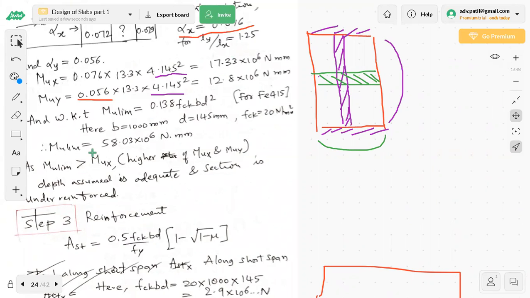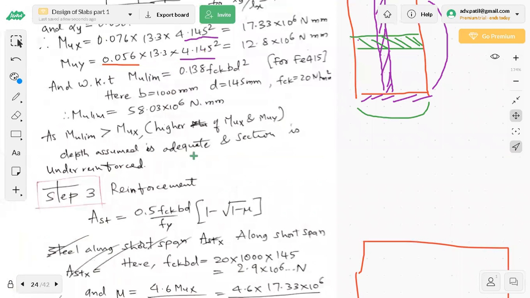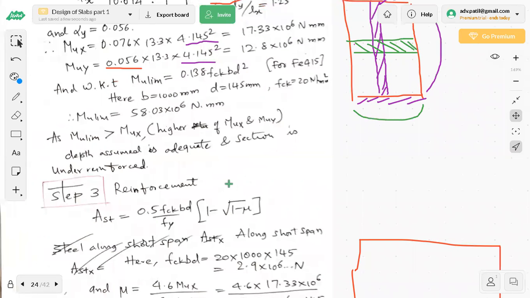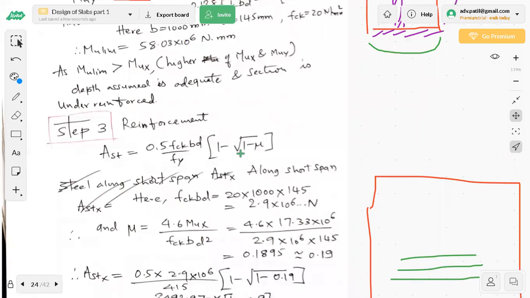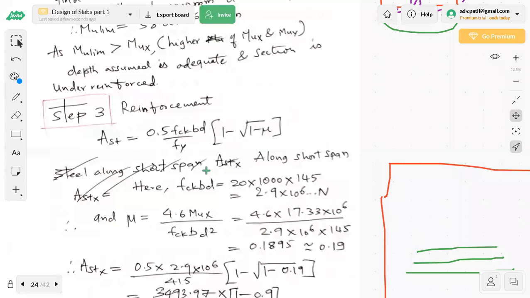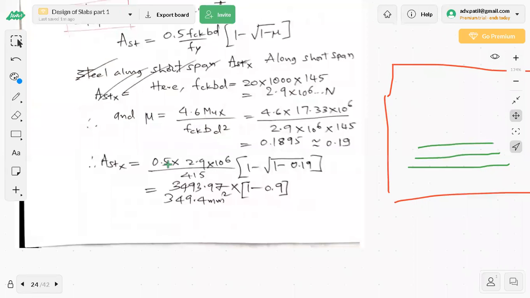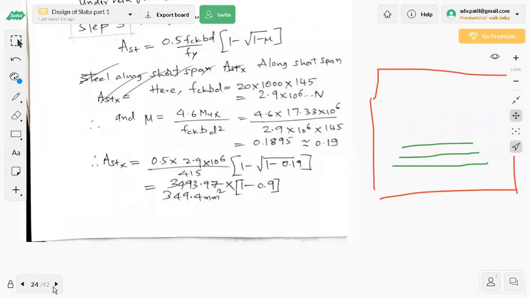It means MU limit is more than MUX as well as MUY, which means it is an under reinforced section, depth is enough, depth is sufficient. So two conclusions are drawn here. One is depth is adequate and the section is under reinforced. See, two conclusions will be there because MU limit is more than MUX or MUY. So reinforcement is calculated using a different formula here. I already told you there are 3, 4 formulas. Out of that, the fastest is SP16 table 2.